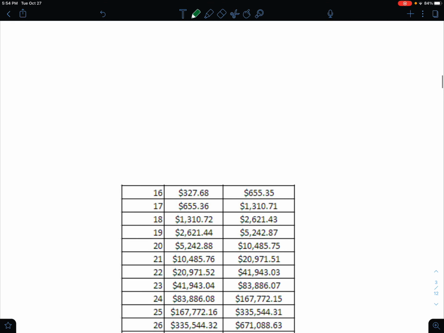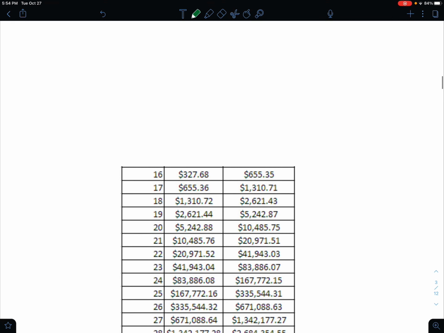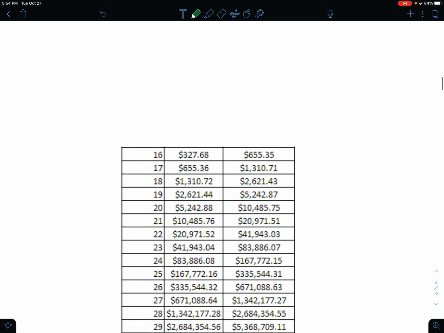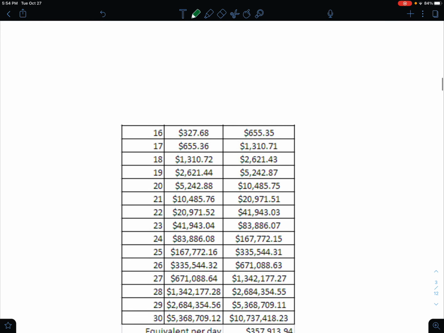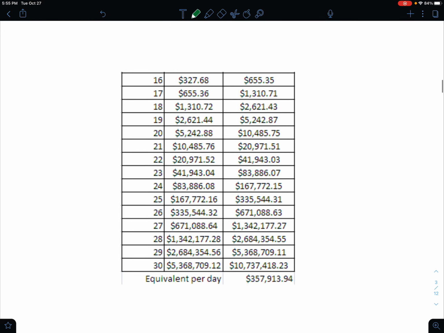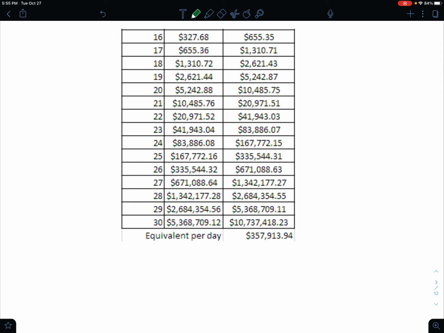In the 5 more days, we got $671,000, $1,300,000, $2,700,000, $5,300,000, and then by the end, you end up with $10.7 million, by doubling the pennies. So what's going on? Oh yeah, and the equivalent per day would have been the same as saying, okay, what if I give you $358,000 every day? That'll be about the same thing. So pretty surprising, and a lot more fun to do in person.